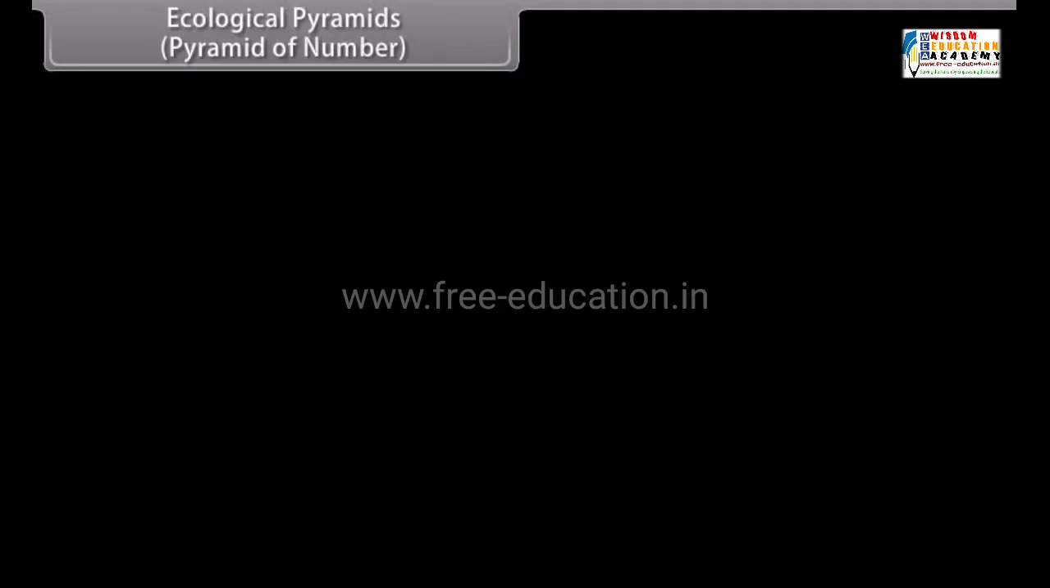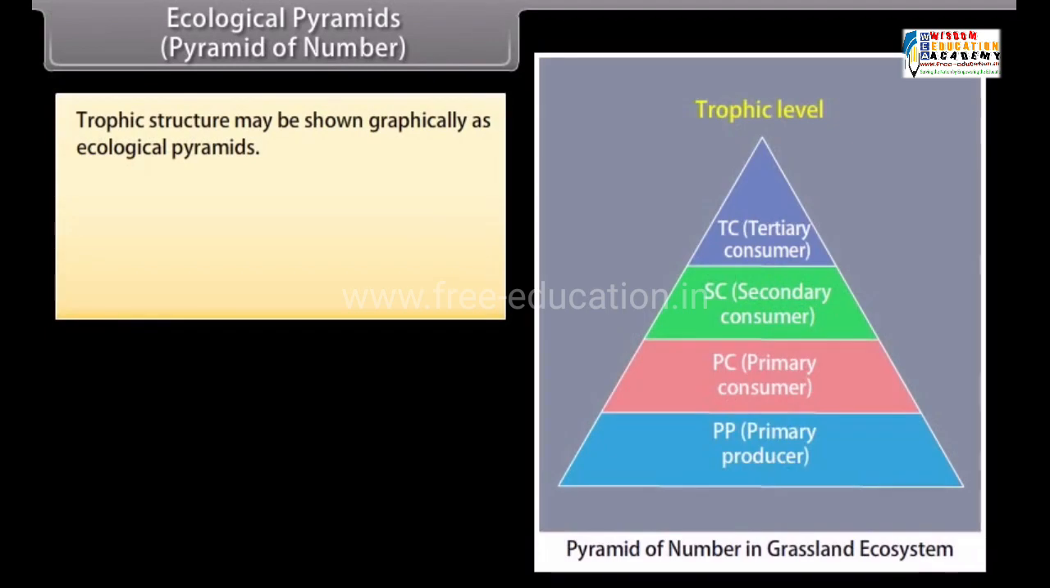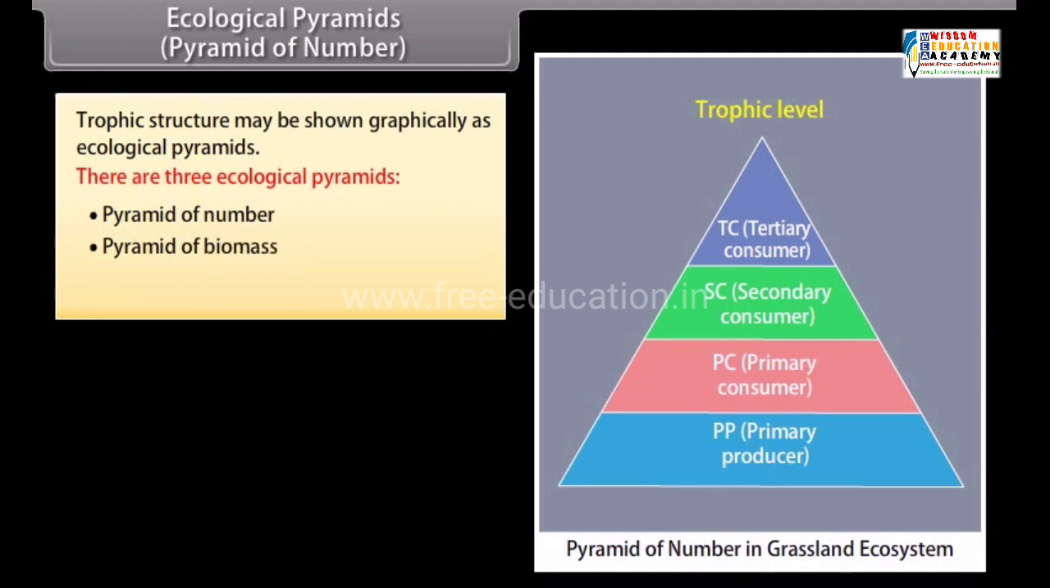Ecological pyramids. Pyramid of number. Trophic structure may be shown graphically as ecological pyramids. There are three ecological pyramids. They are pyramid of number, pyramid of biomass, pyramid of energy.